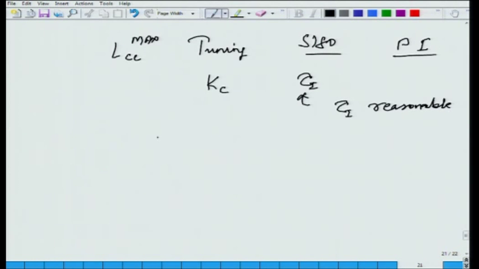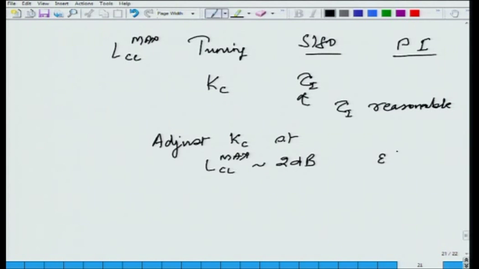So, let us set tau I to a reasonable value, and then adjust Kc such that LCL max is not too large. A reasonable value is about 2 decibel, and 2 decibel corresponds to a closed loop damping coefficient of about 0.4, between 0.4 and 0.5. 0.4, 0.5 means the response is not too oscillatory, and your overshoot will be of the order of 5%, 10%, no more than that.